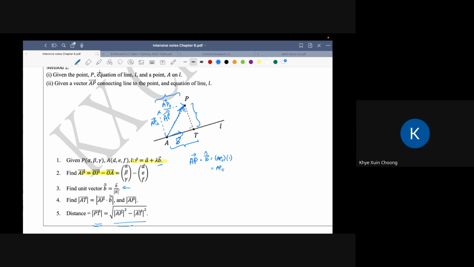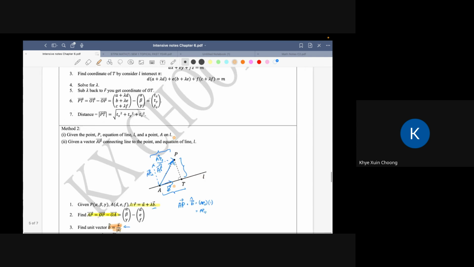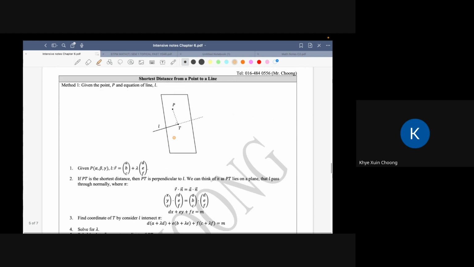The most important thing over here is this. If you don't know how to use this, you might not be able to use this formula. And remember that the B that is being dotted is a unit vector. Then here is another method.